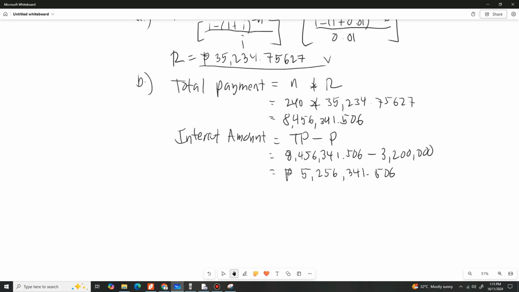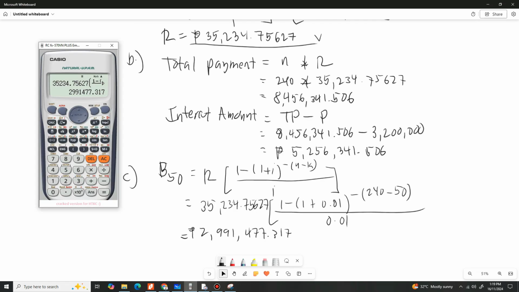For letter C, what is the outstanding balance after the 51st payment? So our formula B sub 51 is equal to R times 1 minus 1 plus I raised to the negative quantity N minus K, all over I. Our answer is 2,991,477.317.